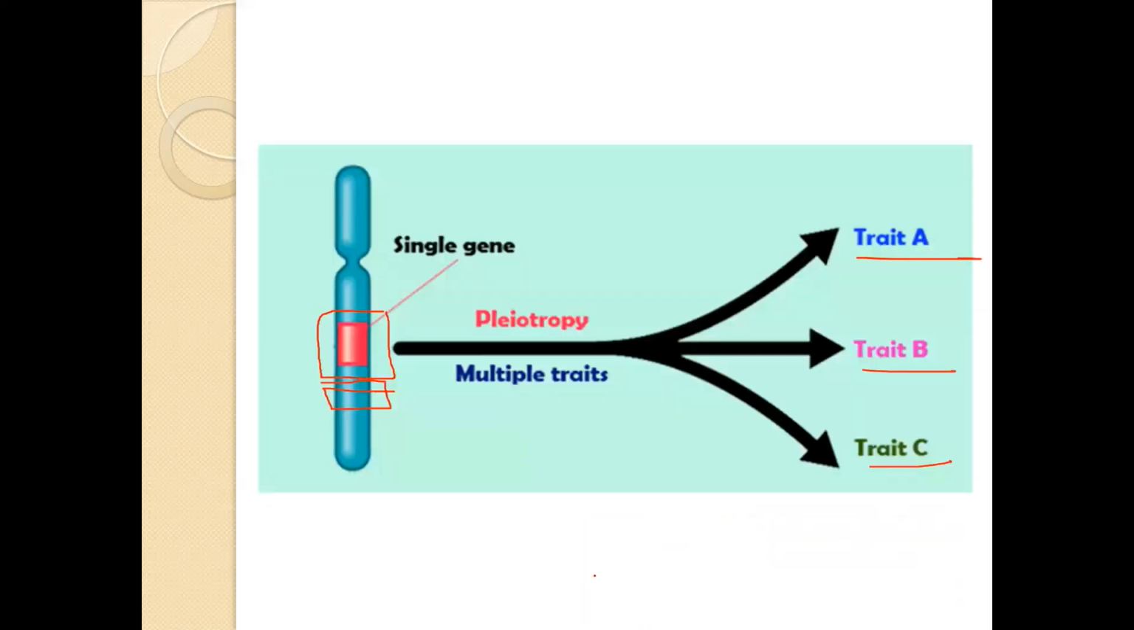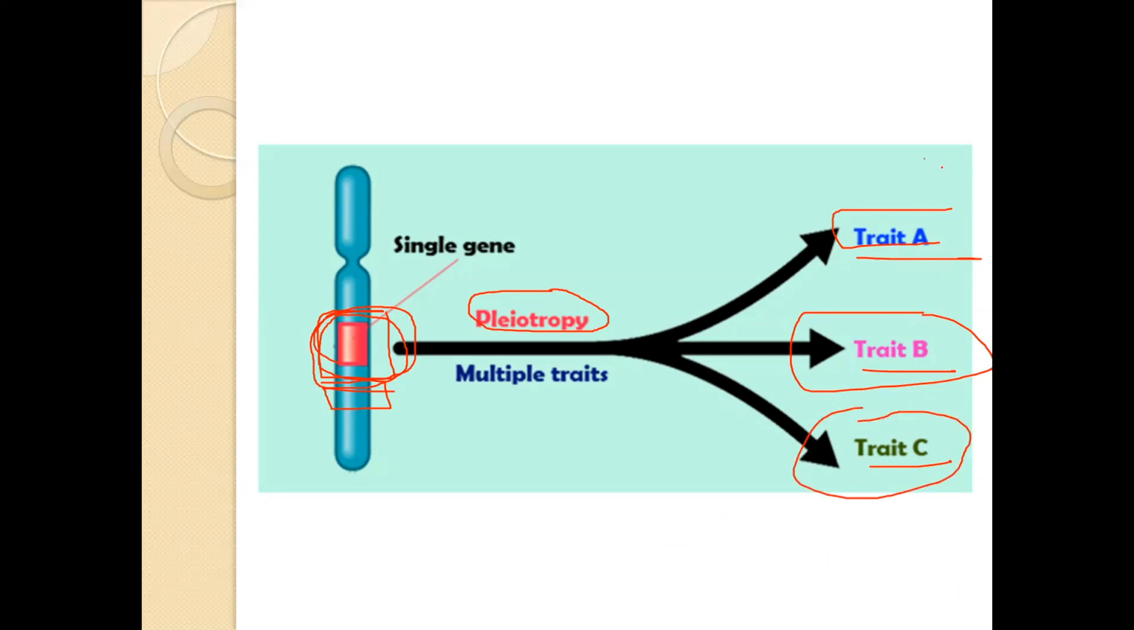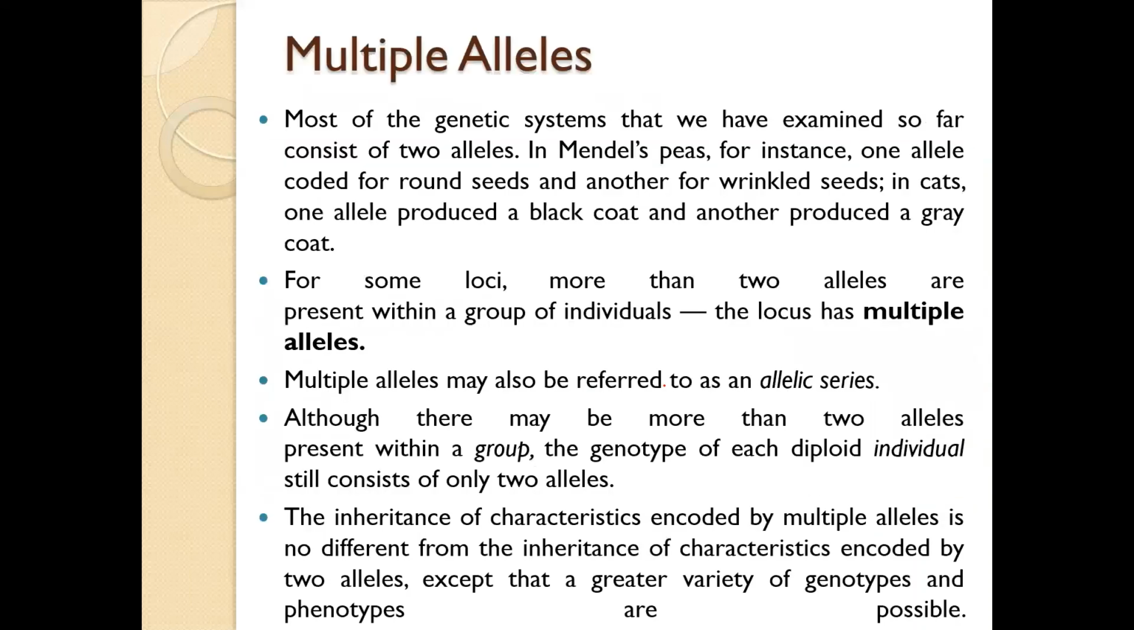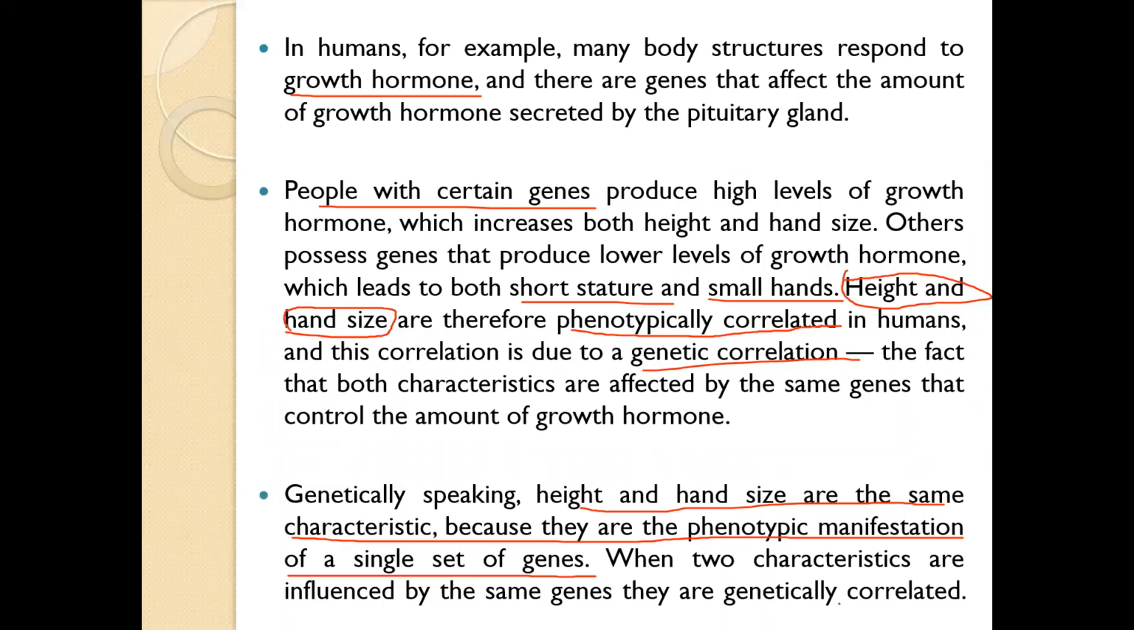Just come to the previous slide. This is the phenotype. This is the pleiotropy. That means trait A and trait B both are the characteristics of this particular gene, and Z also. So they may have different phenotypic characters, but the cause of their difference is the same. That is depending on this particular gene. So when two characteristics are influenced by the same gene, they are genetically correlated.